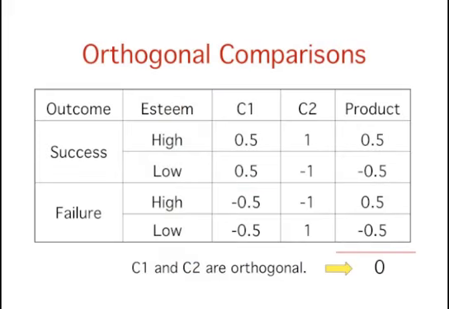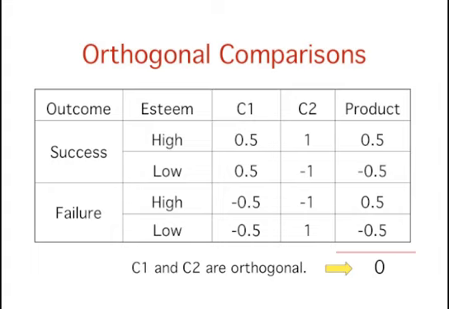In the preceding sections, we talked about comparisons being independent. Independent comparisons are often called orthogonal comparisons. There is a simple test to determine whether two comparisons are orthogonal. If the sum of the products of the coefficients is 0, then the comparisons are orthogonal.